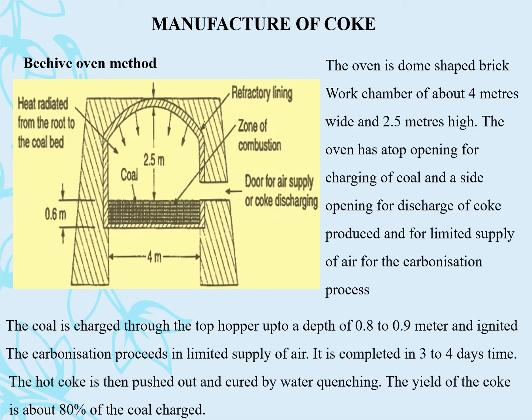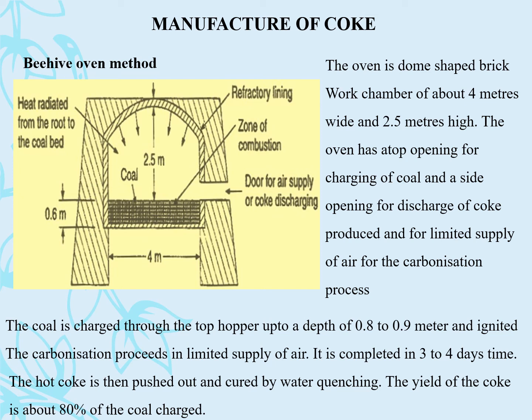Now we'll see how the coke is manufactured. Now the coke is manufactured by a method called the beehive oven method. Now first we'll just see the description of this oven. This oven is a dome-shaped brickwork chamber of about 4 meters wide and 2.5 meters high. The oven has a top opening for charging of the coal and a side opening for discharging of coke produced and for limited supply of air for the carbonization process. So this is about the description.